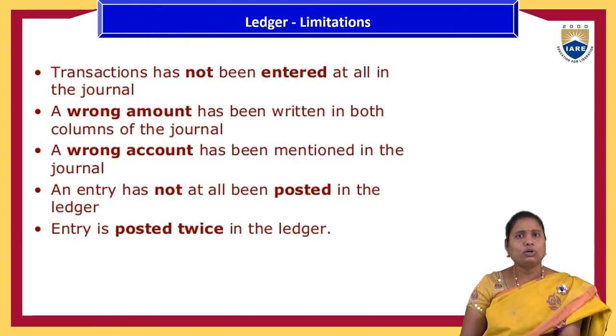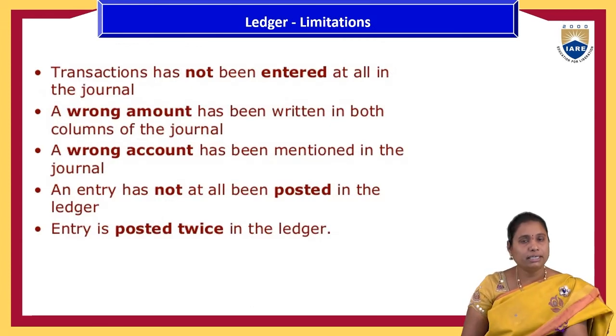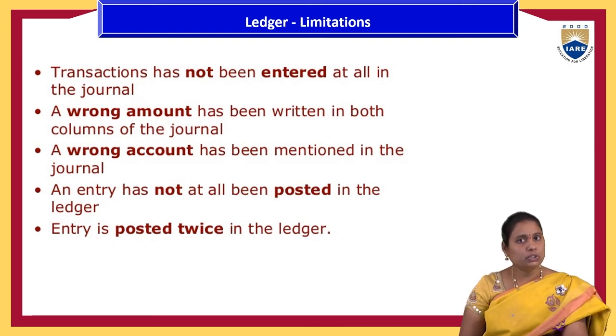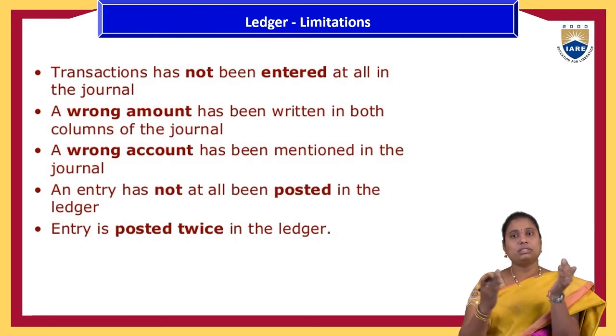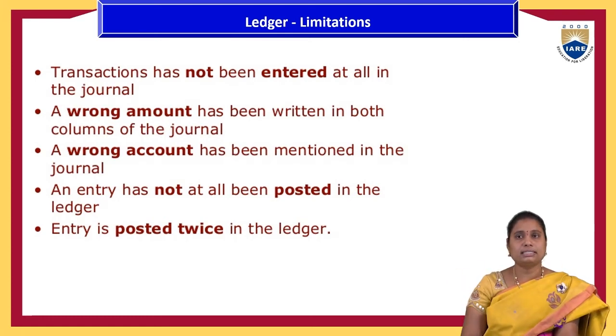Transactions that have not been entered in the journal may not be identified in this ledger. A wrong amount which has been entered in the journal is also not rectified in this ledger. It is just a copy of the journal entries with a separate mechanism, called a ledger account. And this involves posting one transaction twice. That is the preparation of the ledger.